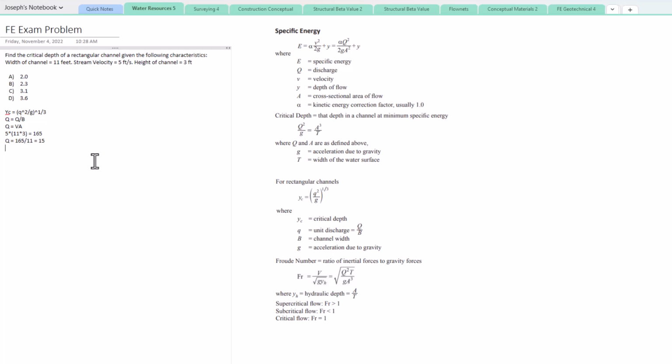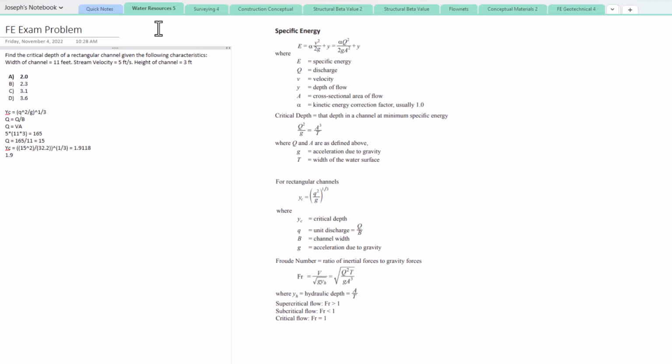So now we can insert this into the critical depth equation. So we take 15 and square it, divided by g, which is 32.2 for English units. That's what we're operating in here. That's all raised to the 1/3 power. It looks like here we get a result of 1.9118. That's going to be the critical depth in feet of our channel. If we look here at the available answers, it's pretty clear we should go with A in this case. The answer is A there.